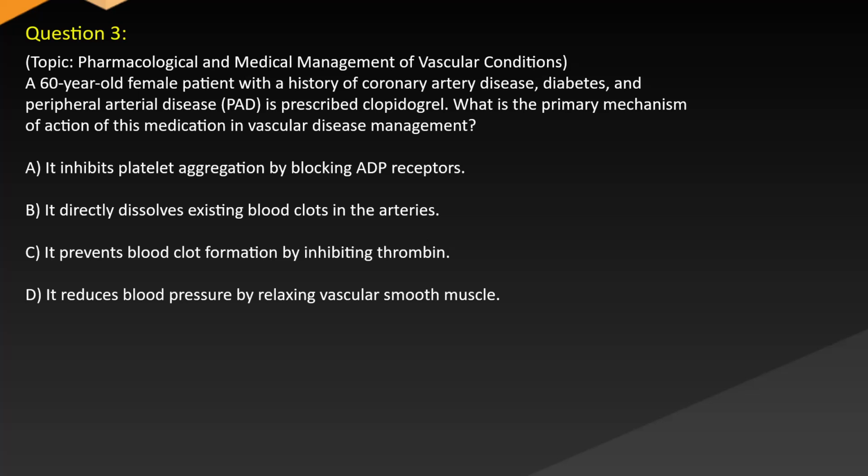Question 3. Topic: Pharmacological and medical management of vascular conditions. A 60-year-old female patient with a history of coronary artery disease, diabetes, and peripheral arterial disease (PAD) is prescribed clopidogrel. What is the primary mechanism of action of this medication in vascular disease management?